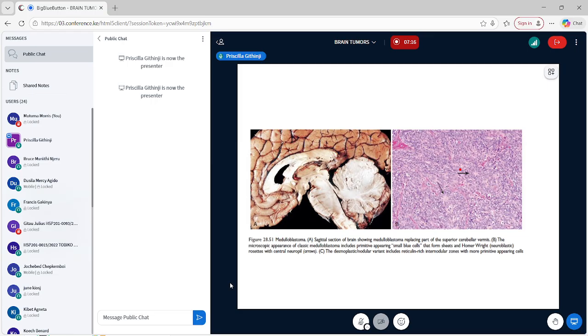These are your Homer Wright rosettes. These dense areas surrounding a pale area, these are your Homer Wright rosettes, and you can see from the image on the left that these tumors are highly cellular. They have a lot of cells.